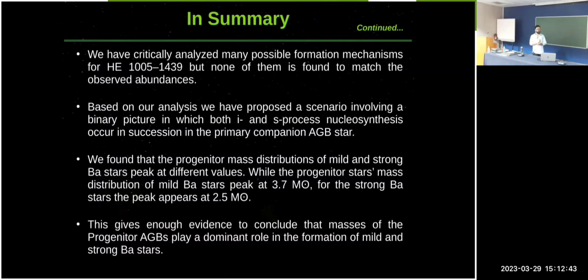We found that the progenitor mass distributions of mild and strong barium stars peak at different values. The progenitor mass distribution of mild barium stars peaks at 3.7 solar mass. For the strong barium stars, the peak appears at 2.5 solar mass. So this gives enough evidence to conclude that masses of the progenitor AGB stars play a dominant role in the formation of mild and strong barium stars.